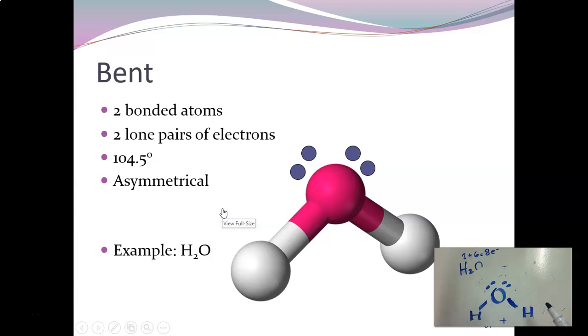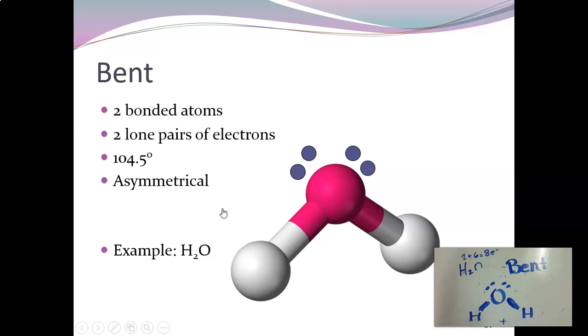How do I know that this molecule is a bent? Yep, bent. You would think it would be some fancy name, but it's not. It's just called a bent molecule. So a bent molecule is characterized by 2 bonded atoms. 1, 2. So it's got 2 bonded atoms. It's also got 2 lone pairs of electrons right there. Every bent molecule will look the same. There will be 2 bonded atoms, each hooked with a bond, and there will be 2 sets of lone pair electrons. The bond angle is 104.5 degrees and it is asymmetrical.